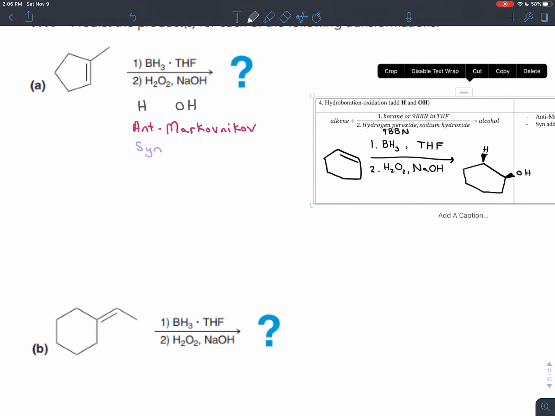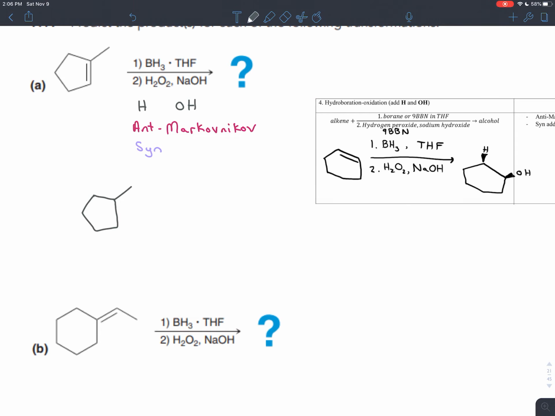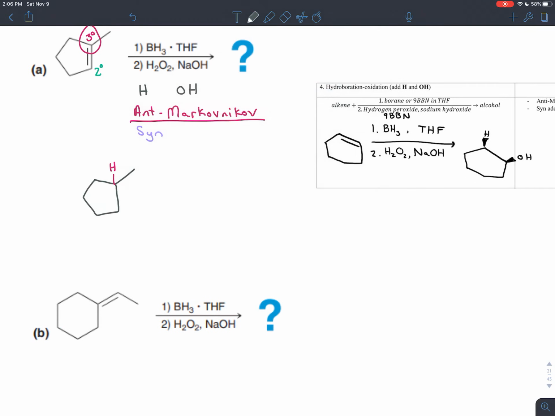So you can redraw that carbon skeleton. We need to add the hydrogen on the more substituted carbon. This carbon on the top is bonded to 1, 2, 3 other carbons. That makes it tertiary. The carbon on the bottom is bonded to 1, 2 other carbons. That makes it secondary. Because this is anti-Markovnikov, we're going to add the hydrogen to the more substituted carbon. And that means the OH will go on the less substituted carbon.